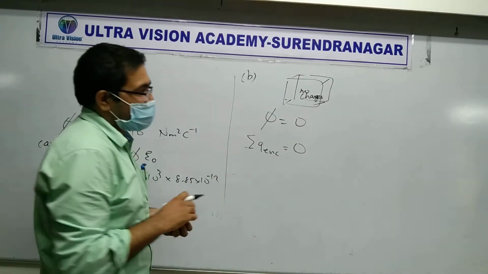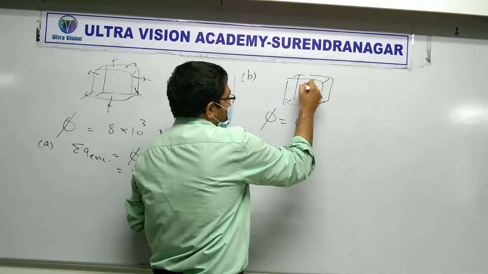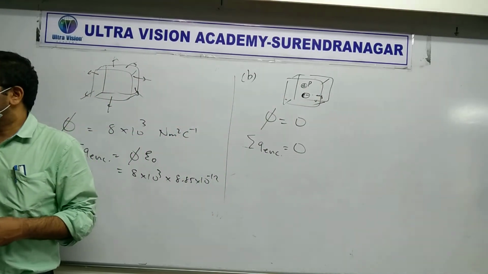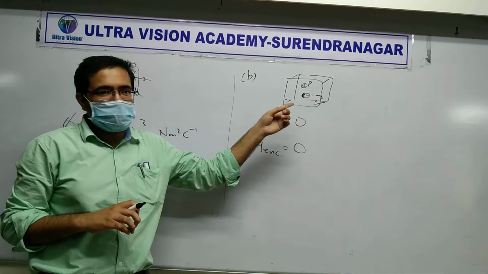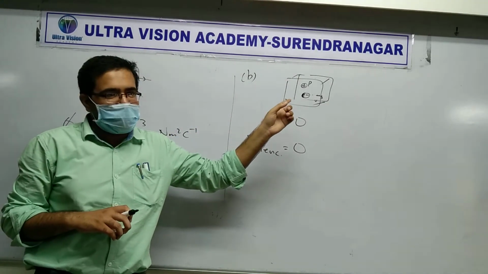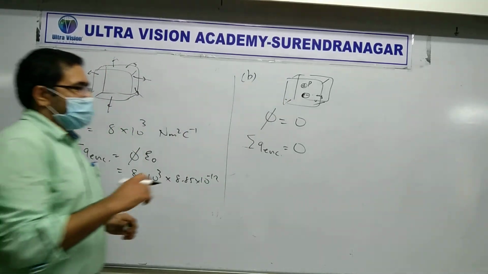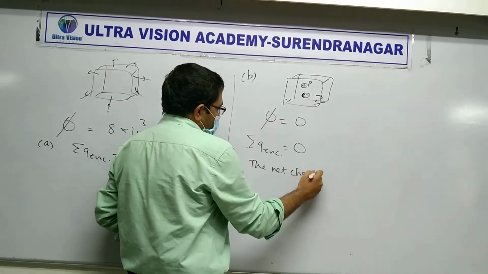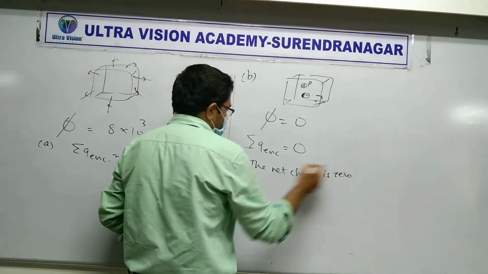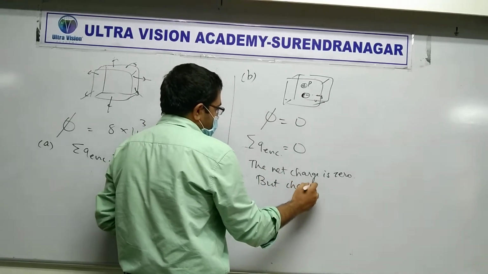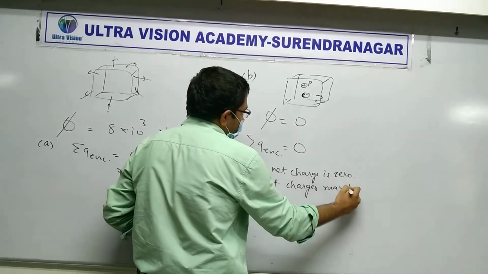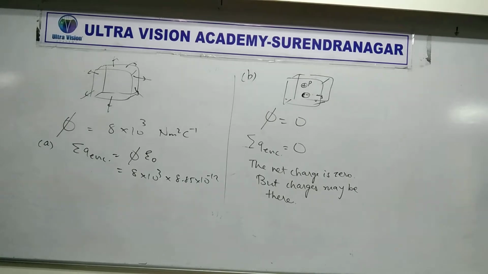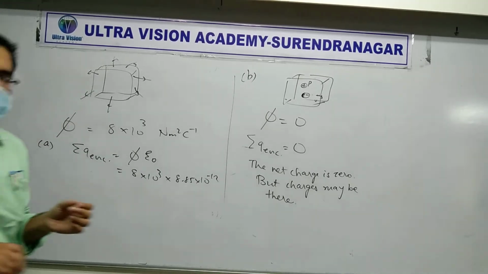So, do you realize that there are possibilities like this? Suppose there is a proton and one electron also inside. Then what is the total charge? 0. And the flux will be 0. Is that understood? So we cannot say that there are no charges, we can only say that the total or the net charge is 0, but charges may be there. Fine? Is this clear?